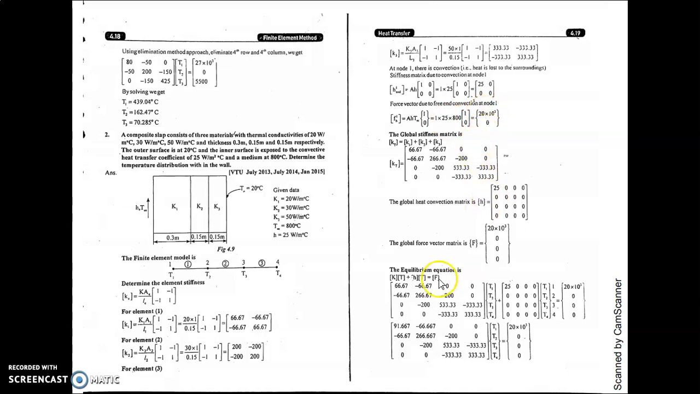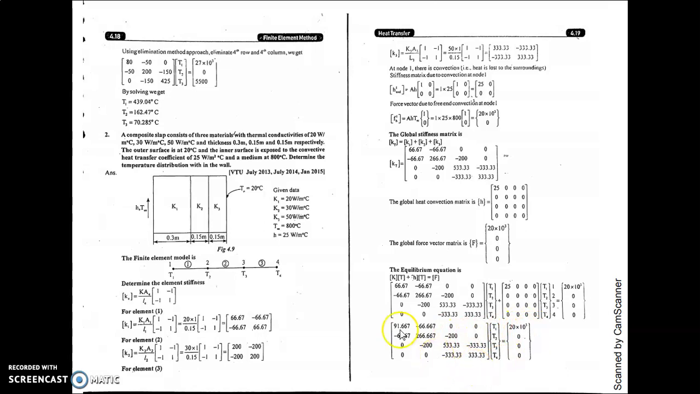Now assemble them and represent it in the form of the equilibrium equation, that is [K]{T} + [H]{T} = {F}, because this composite wall is subjected to conduction as well as convection. So this is about the conduction and this is about the convection and the force matrix. So again add both matrices. Only the first node gets affected because 66 plus 25, and the rest of the values are as they are. And 20 into 10 to the power 3.